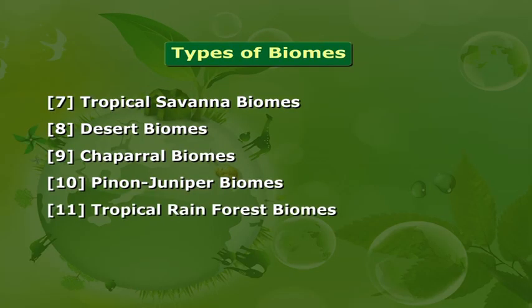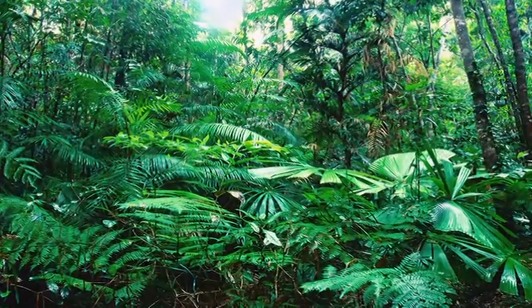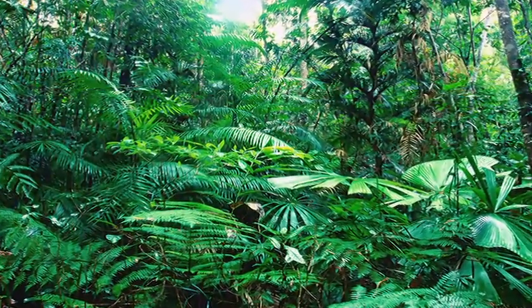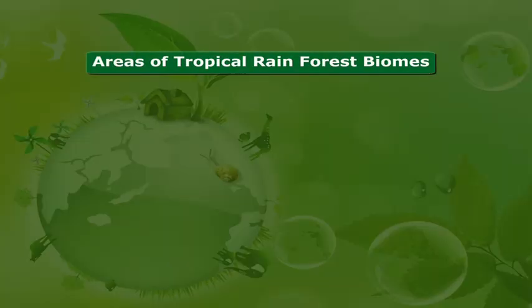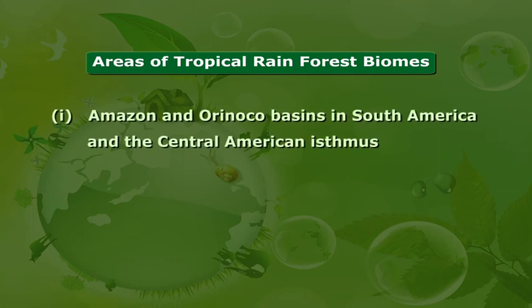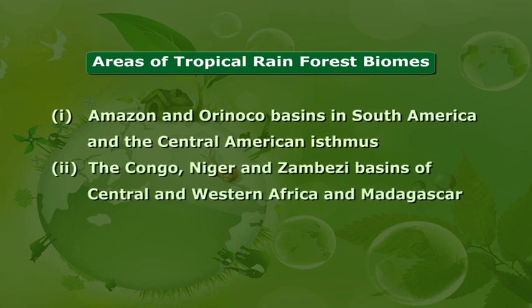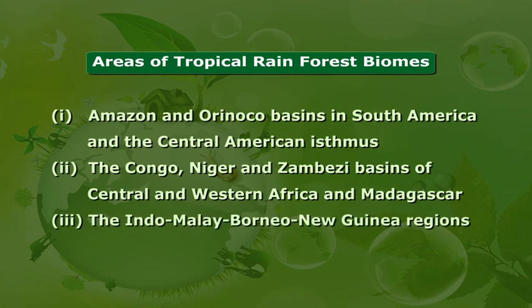The other types of biomes include tropical rainforest biomes. These biomes occupy low altitude zones near the equator. The rainfall exceeds 80 to 90 inches in these regions. Such forests are found in three main areas. First, Amazon and Orinoco basins in South America and the Central American Isthmus. Second, the Congo, Niger and Zambezi basins of Central and Western Africa and Madagascar. And third, the Indo-Malay, Borneo, New Guinea regions.